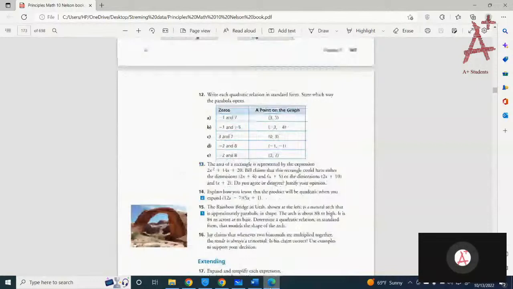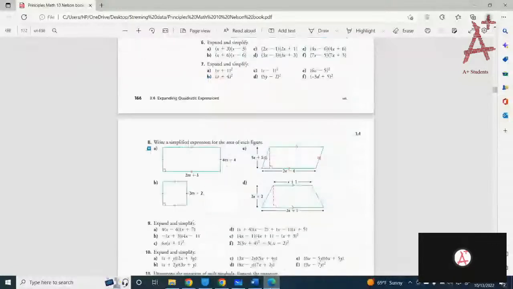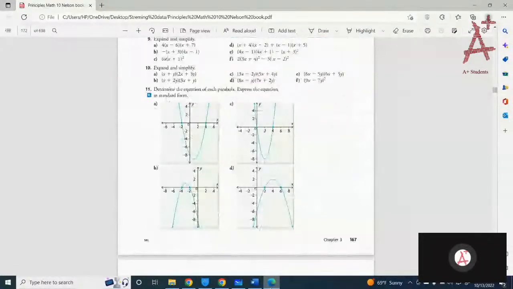Okay, the questions 3, 4, 5, 6, 7, and 9, 10 are exactly the same. Let's do one part from question number 11. Question number 11 is determine the equation. Question number 11a. Determine the equation of each parabola. Express the equation in standard form.